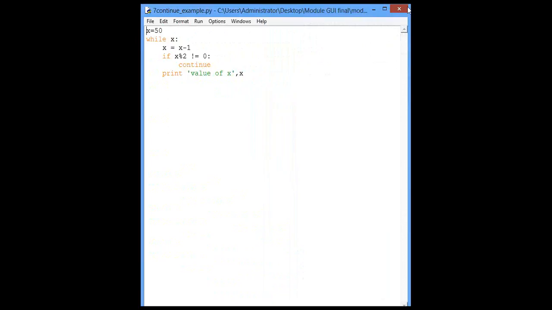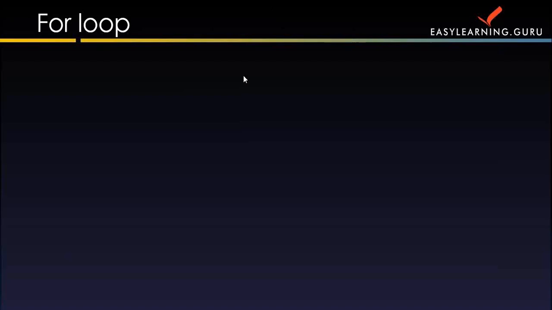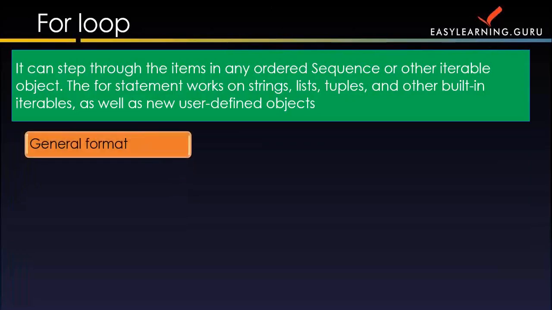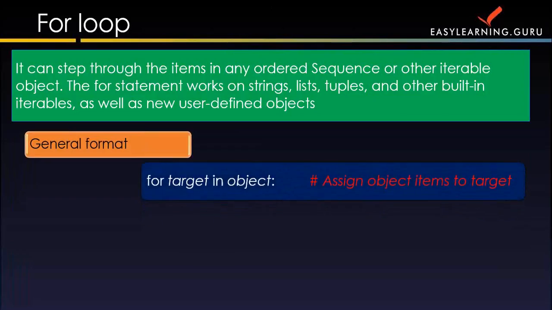Next we'll talk about the for loop over here. Now talking about the for loop, a for loop can step through the items in any ordered sequence or other iterable objects. That is, the for statement works on strings, lists, tuples and other built-in iterables as well as on new user defined objects. So there's a general format for your for loop. The Python for loop begins with a header line that specifies an assignment target along with the object you want to step through.